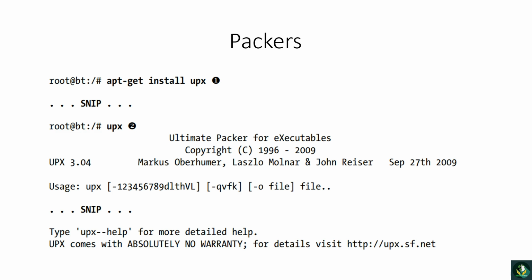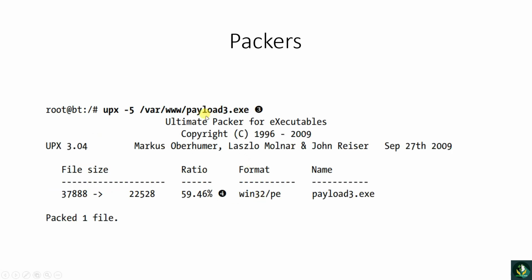We install UPX and then run UPX with no arguments to view its command line options. Then we use the -5 option to compress and pack our executable. Then we see that UPX compressed the payload to 59.46%.